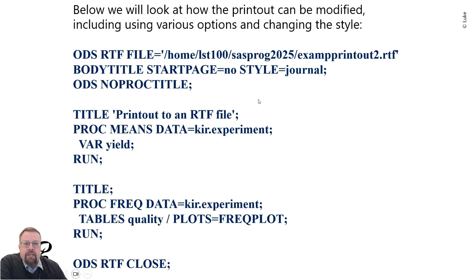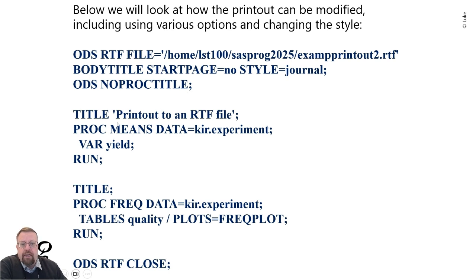Then we have this start page equals no, which makes it so that if the output can fit into the same page, it will go on the same page and doesn't start a new page when a new proc is generating something. Also, we define a style, the journal style we have seen earlier in this course, which makes the output often quite nice looking. And then this ODS no proc title makes it so that it excludes the names of the SAS procedures from the output.